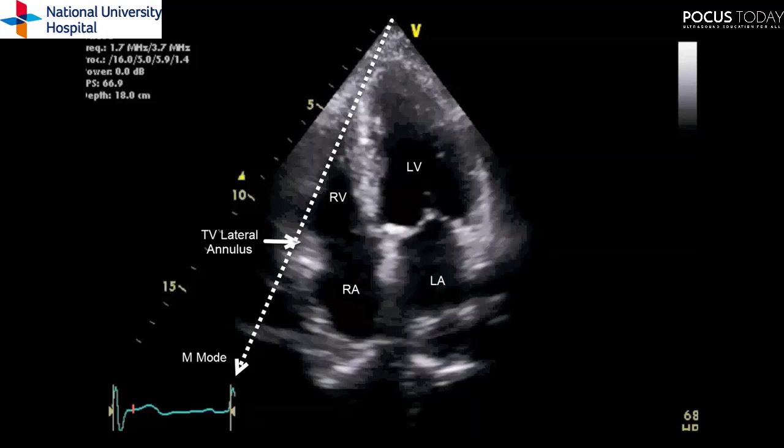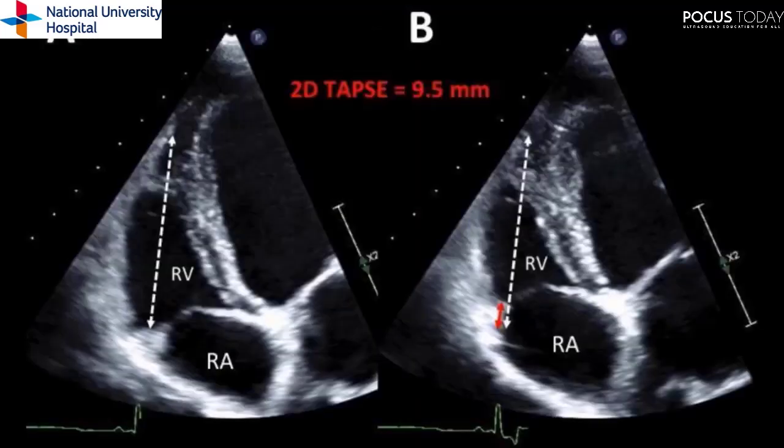The TAPSE measurement can also be made in 2D. We can freeze the image in systole and diastole, and measure the distance from the apex of the RV to the lateral annulus. The difference between the diastolic and systolic represents how much the tricuspid lateral annulus moves forwards in systole. This is the TAPSE measurement.